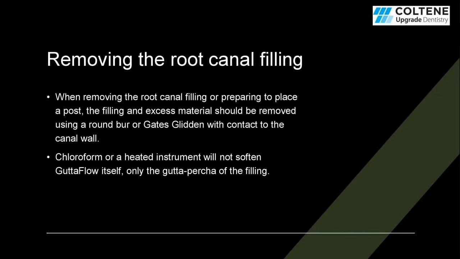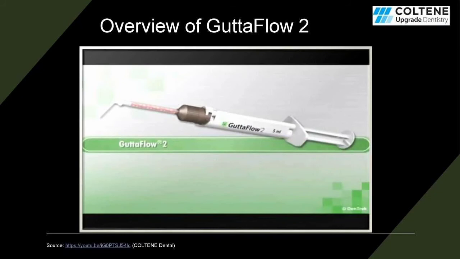In this slide, the overview of Gutta Flow 2 is shown in a small video. Here you can see how the material is manipulated and placed in the root canal. One very important thing is that its solubility is almost zero. A study has found that the solubility of Gutta Flow 2 in the root canal is almost zero, which is an added advantage because the lesser the solubility of the sealer in the root canal, the better is the prognosis of our patient.